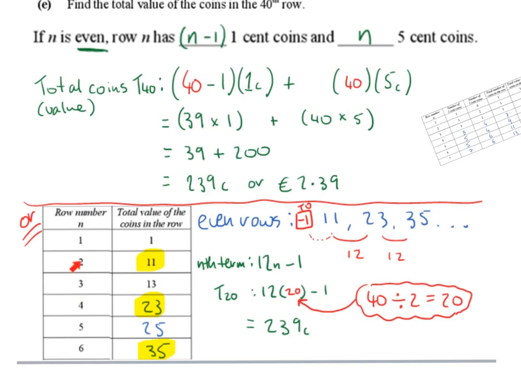Okay, so I'm interested in the even rows. So 2 is an even number, and 11 is the first term. Then 4 is an even number, an even row, and 23 is that term. And 6 is an even row or an even number, and 35 is that term. So I'm going to create a sequence with 11, 23, and 35. So I have 11, 23, 35, and I want to find the nth term of this sequence.